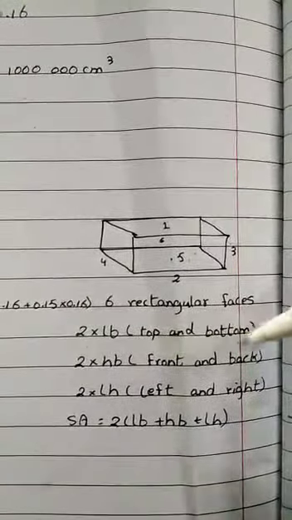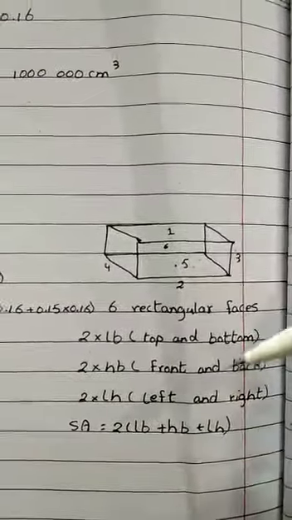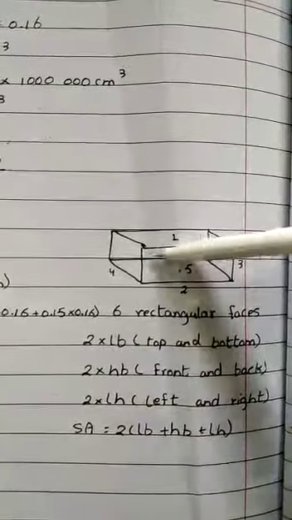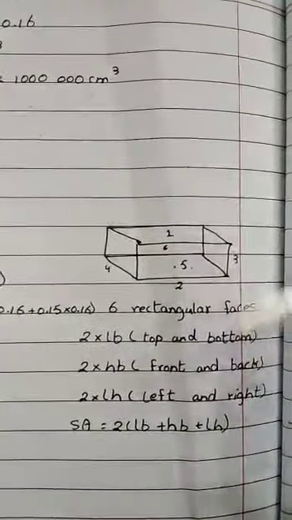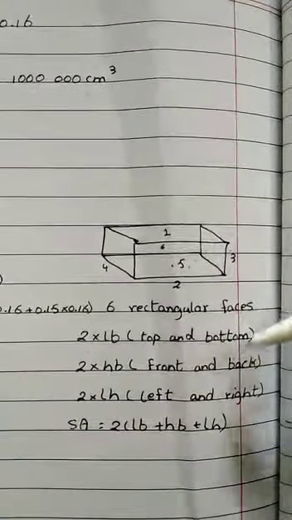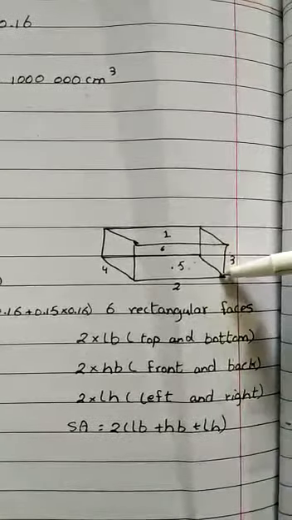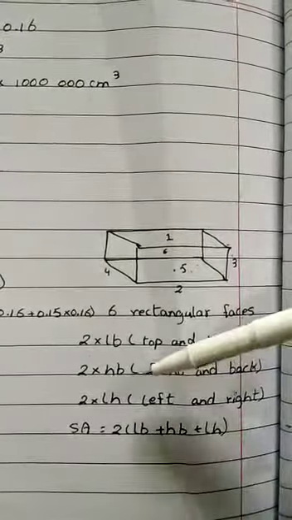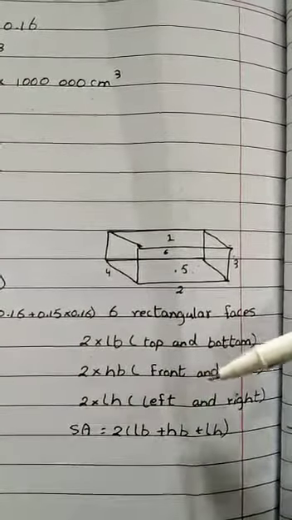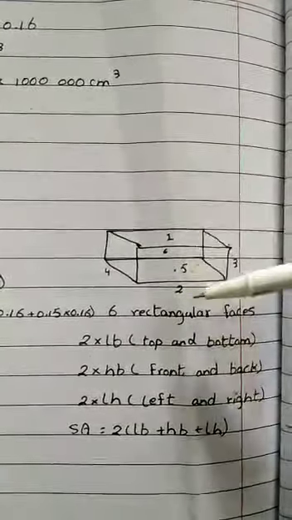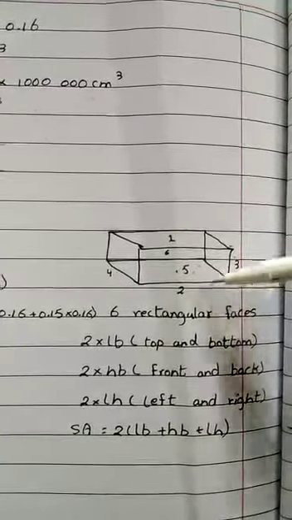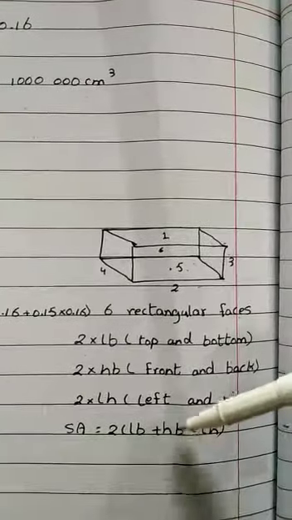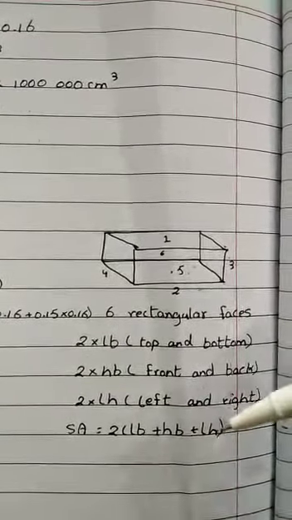To explain this cuboid, on the top and bottom surfaces we calculate the length and breadth. This is the length and this is the breadth. On the front and back we calculate the length and height. On the right and left we calculate the height and breadth. So the total surface area becomes 2 into (length times breadth plus height times breadth plus length times height).